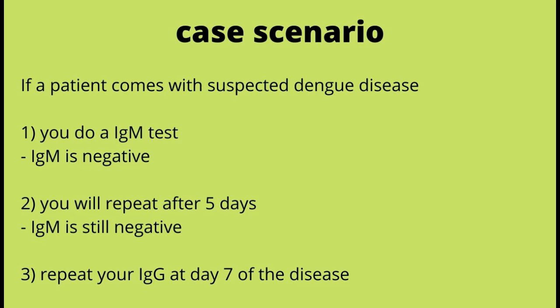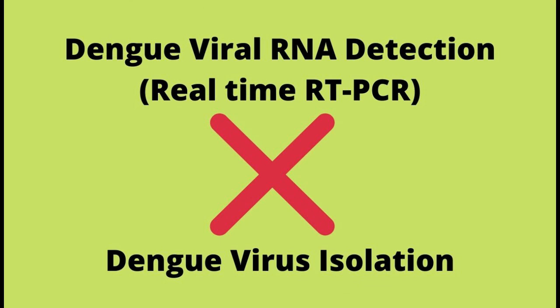So if a patient comes with suspected dengue disease and you do an IgM test and it is negative, you are going to repeat the IgM test after 5 days. If the IgM is still negative after 5 days, you need to prove this is a dengue case and report the case as mentioned before, so you cannot leave the diagnosis hanging there. You have to repeat your IgG at day 7 of the disease because it should be positive in all cases of dengue. Dengue viral RNA detection, real-time RT-PCR.